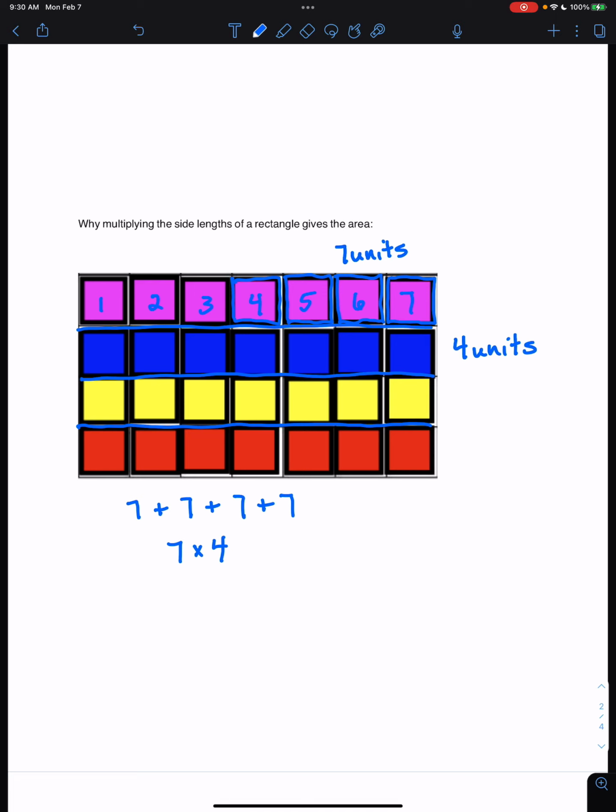So just thinking about it in terms of adding repeatedly lines of squares. So I have 7 square units 4 times. That might help you to visualize and to think more about why we end up with square units when we find the area of a rectangle.